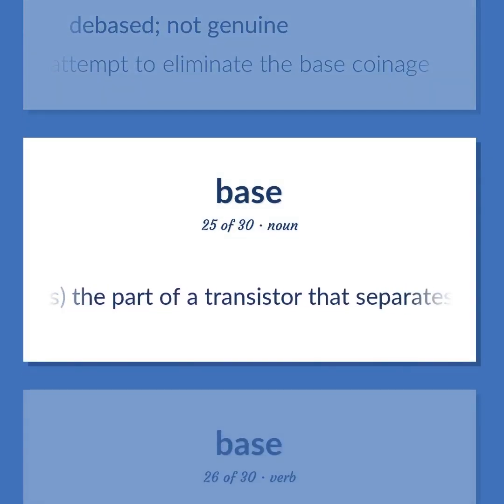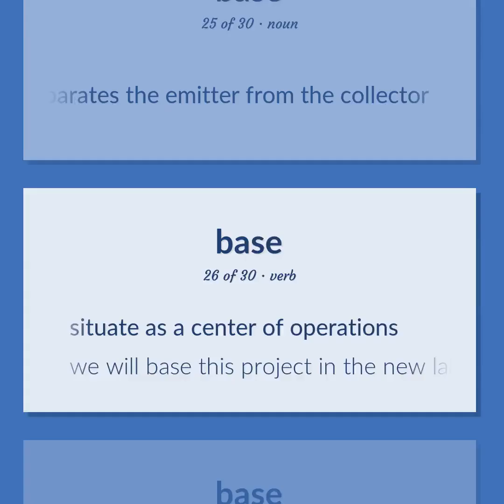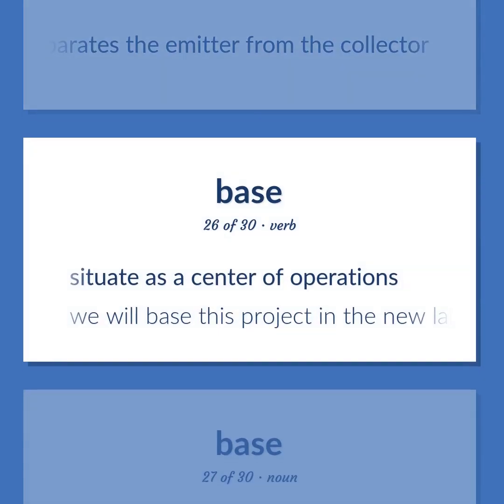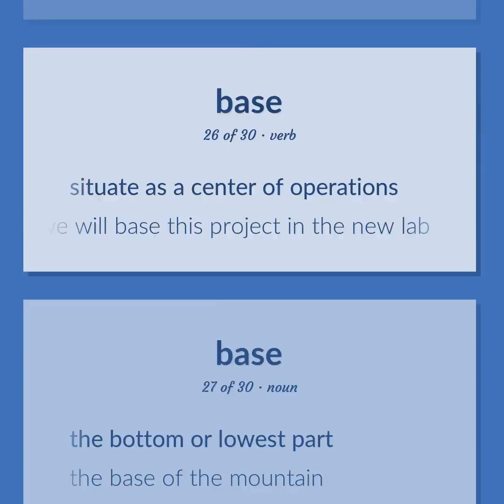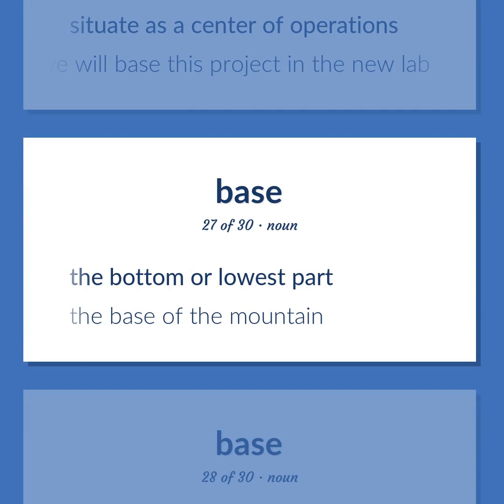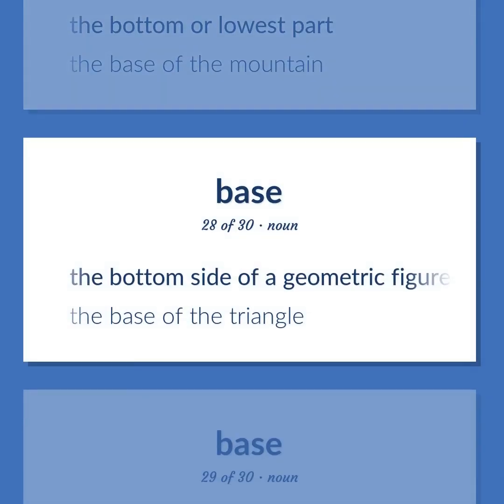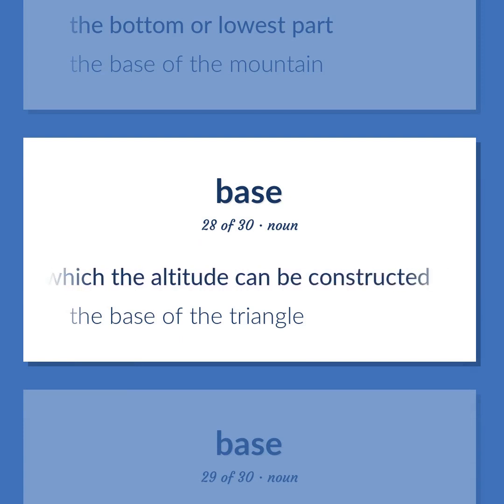Electronics, the part of a transistor that separates the emitter from the collector. Situate as a center of operations. We will base this project in the new lab. The bottom or lowest part. The base of the mountain. The bottom side of a geometric figure from which the altitude can be constructed. The base of the triangle.